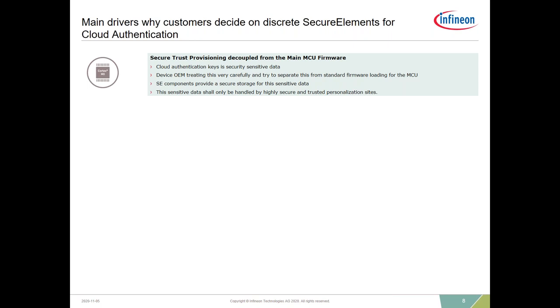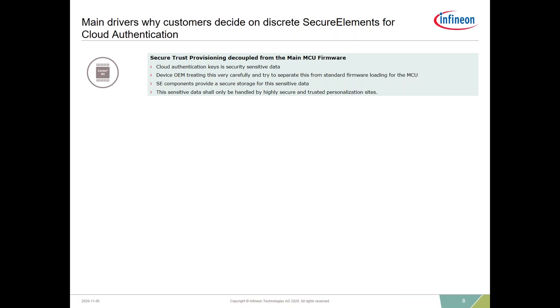And here is the wish from the OEMs, that this electronic manufacturing service is also taking care of provisioning the host MCU with the operating systems and also the applications and the data required for this. But what OEMs typically don't want to do is share their sensitive credentials with them. So all these keys required for connecting with their cloud servers, with their cloud systems, also manufacturing data and so on. They would really like to keep this provisioning of the trust credentials separated from the firmware loading to the MCU. And here a secure element provides a good container for doing this.